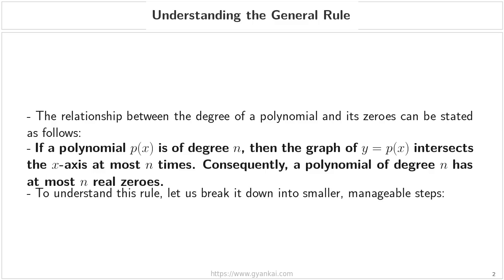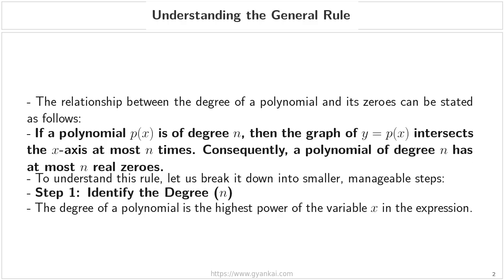Now, that might sound a bit abstract, so let's break this rule down into smaller, more manageable steps so we can apply it easily. The very first step is, identify the degree, which we represent with the letter n. To do this, you simply look for the highest power of the variable x in your expression. The degree is always that highest exponent.